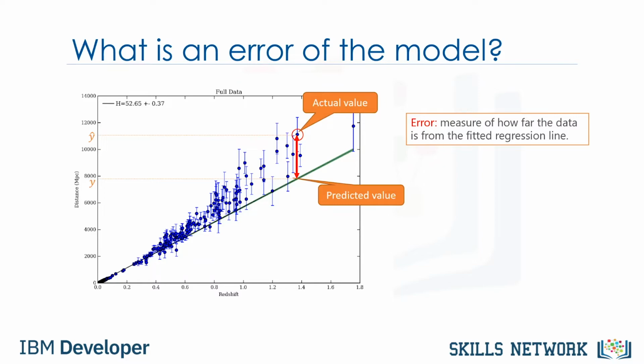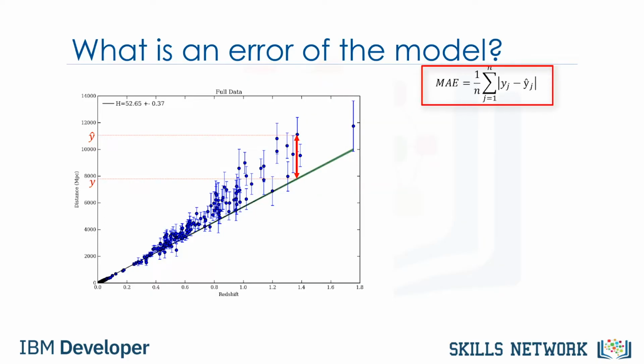Since there are multiple data points, an error can be determined in multiple ways. Mean absolute error is the mean of the absolute value of the errors. This is the easiest of the metrics to understand since it's just the average error.